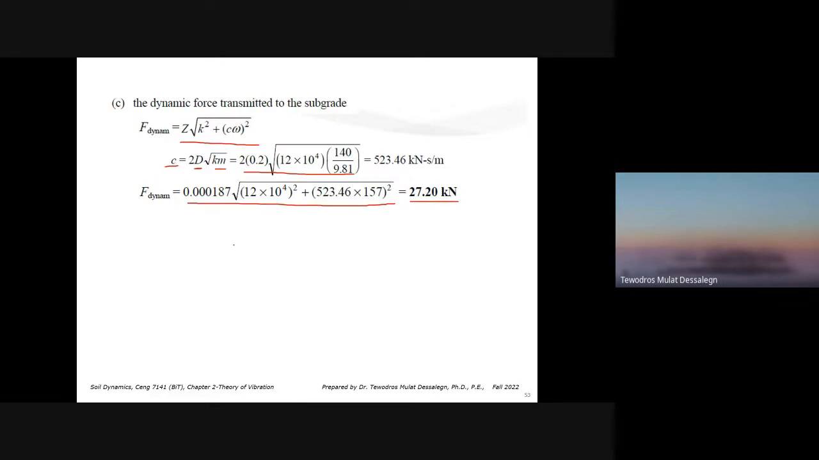Now, there are more things here that are not included in the example. This is just the dynamic component. On top of this, you will have the static component, the weight. So the maximum force acting on the soil is W plus or minus the dynamic component.